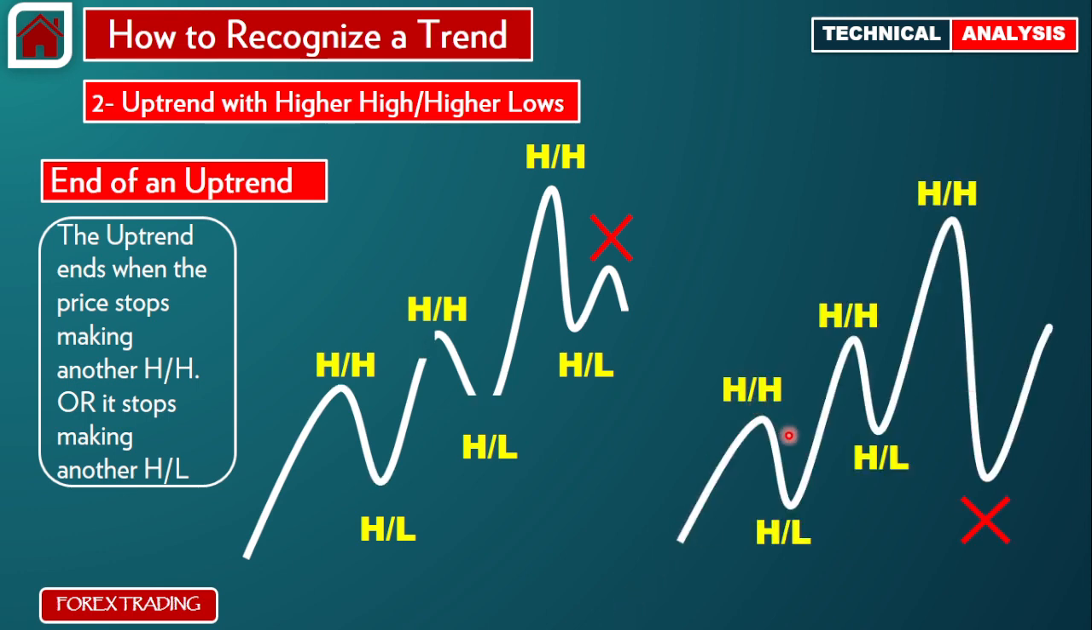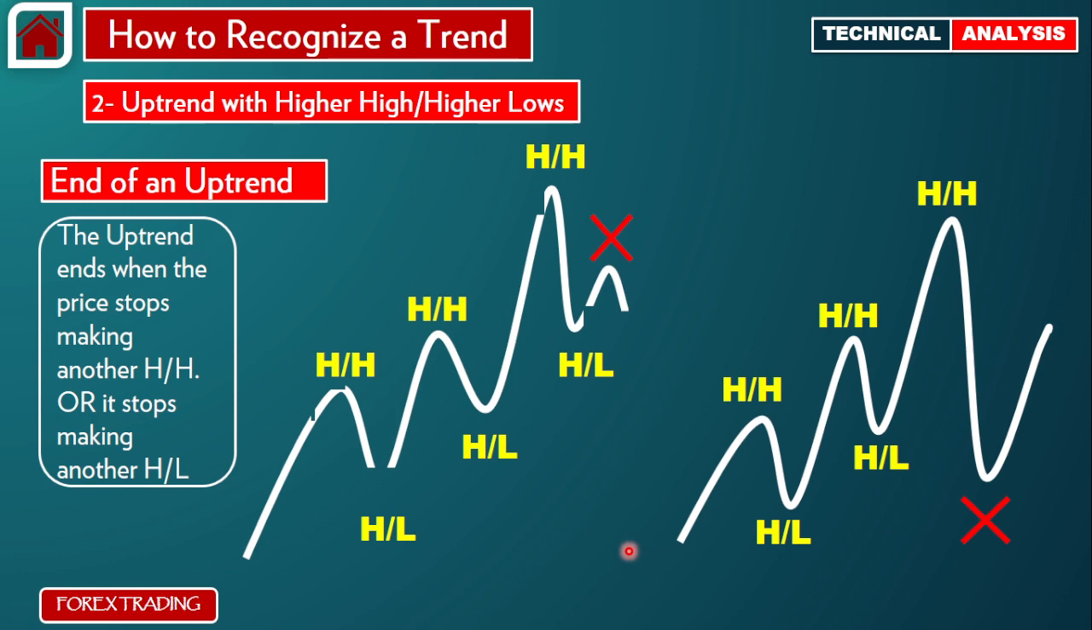Again, the market is moving upward, making higher highs and higher lows over here, one cycle, second cycle, third one, it makes a higher high, but then it does not make another higher low. Actually it dips downward and breaks the previous higher low and makes the next low. So it stops making another higher low.